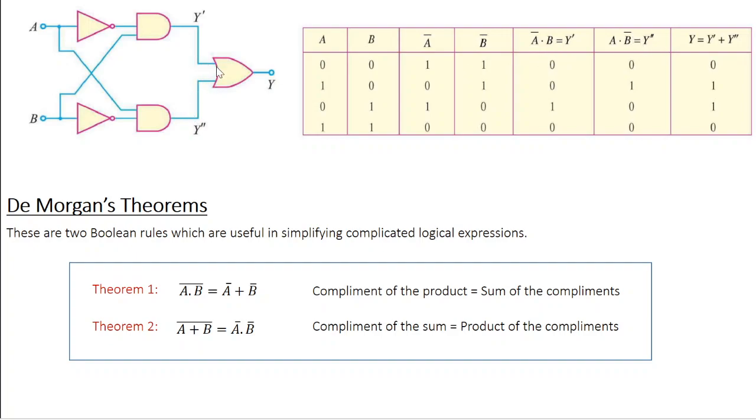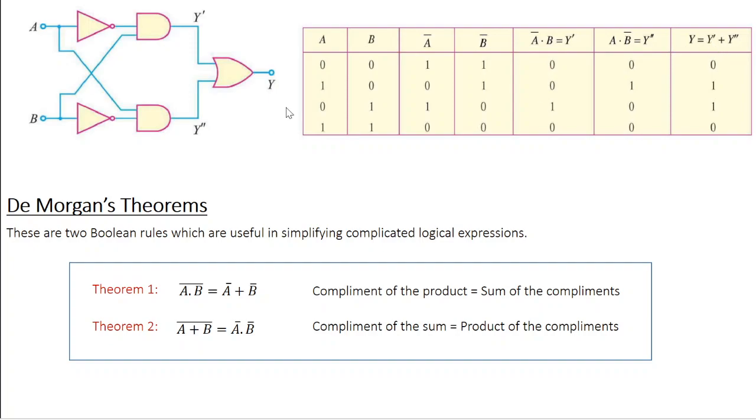Now these two are fed to a normal OR gate, right? So the final output is going to be Y prime plus Y double prime, which is nothing but A complement dot B plus B complement dot A.